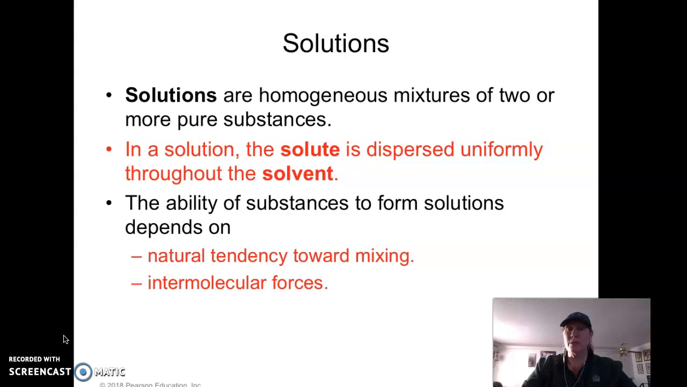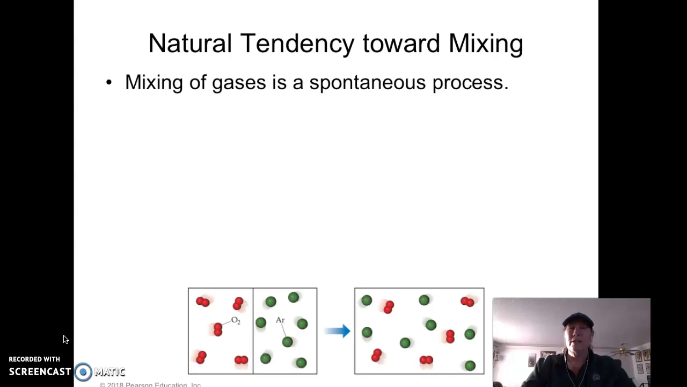For instance, the reason why salt and water can mix is water is a polar substance with positive and negative ends, and salt is an ionic substance that has positive and negative ions. So they mix up well because the polar part of the water can mix with that. If you take a nonpolar and a polar, that's probably not going to happen. Okay, so when you're talking about natural tendency toward mixing, mixing of gases is by far the most spontaneous. They'll just mix right in together.